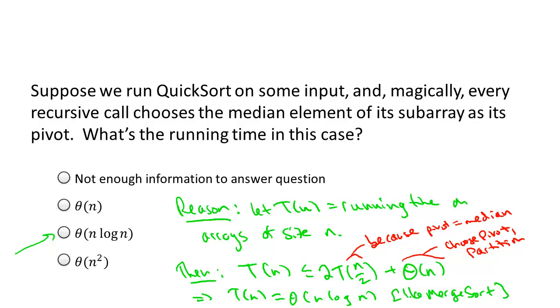The upshot of this quiz is that even in the best case, even if we magically get perfect pivots throughout the entire trajectory of quicksort, the best we can hope for is an n log n upper bound. It's not going to get any better than that. So the question is, how do we have a principled way of choosing pivots so that we get this best case, or something like it, this best case n log n running time? That's the problem that we have to solve next.